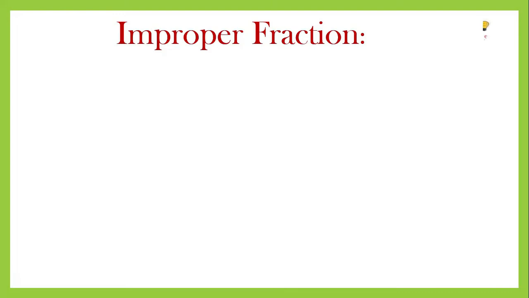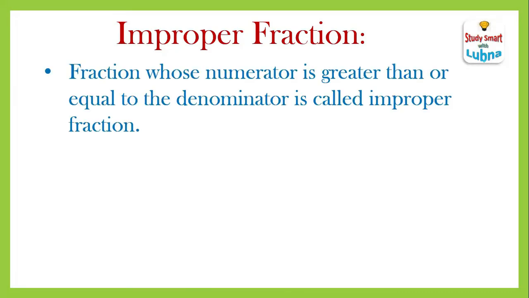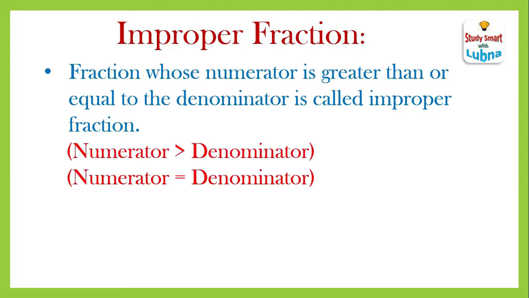Improper fraction. A fraction whose numerator is greater than or equal to the denominator is called improper fraction. So, in improper fraction, numerator is greater than denominator and numerator could also be equal to denominator. For example, 8 upon 4. Here you can see that numerator 8 is greater than denominator 4.